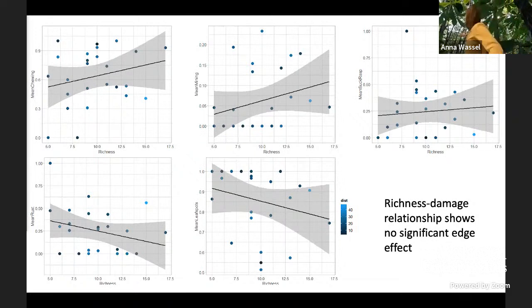So in these plots, each of the points again are 1 meter by 1 meter plots, and the color indicates the distance from the center of the glade. The darker colors at the bottom of the scale are closer to the center, and the lighter blue are closer to the edge. I do not have these plots included, but we did test for a significant interaction as well of distance and the damage richness relationship, and did not find a significant interaction there.